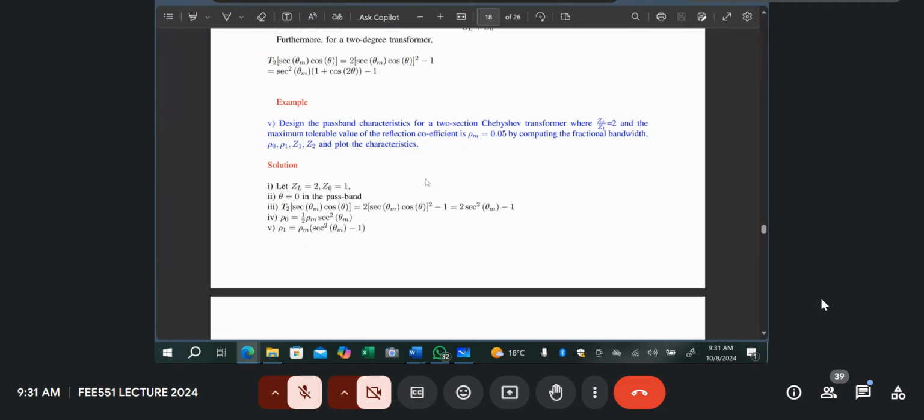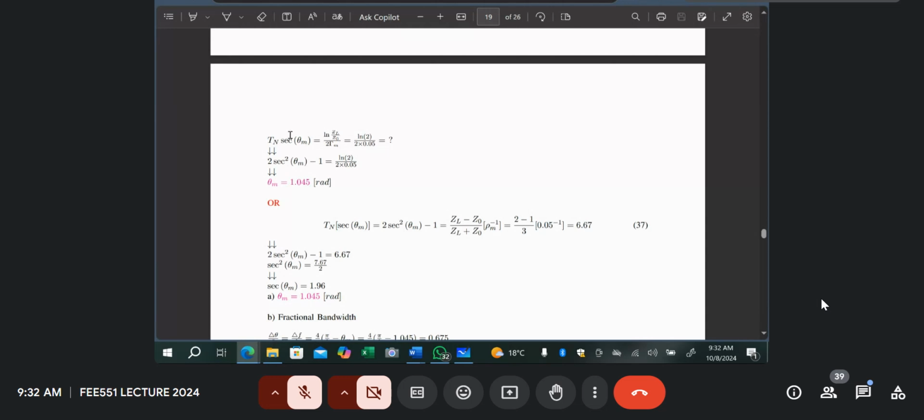So here, you can see already, this should be ZL over Z naught, this one here, 2. So in that case, you can have Z naught being 1 and ZL is 2. Theta definitely 0 in the passband. Then this equation here. How do you use this equation here to compute theta M? Because rho M is given, you can see from this equation here, you can compute theta M. And now that you have theta M and rho M, you can compute rho 1.